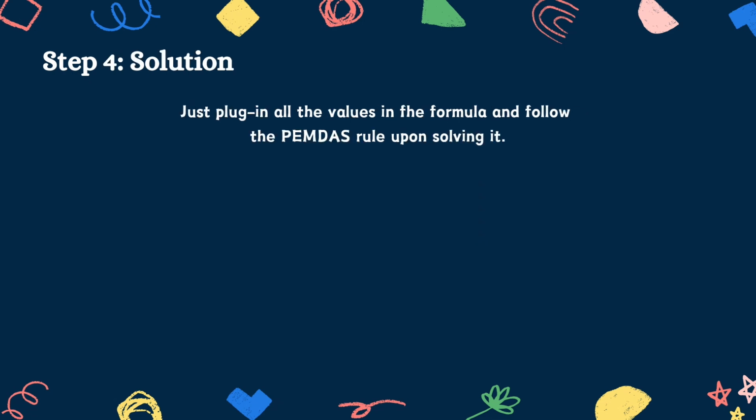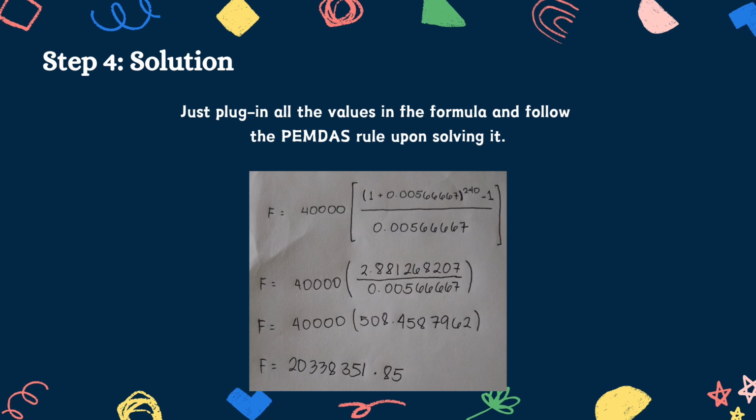Let's have a race. First to finish wins 100 pesos. Just plug in the values and solve it by following the PEMDAS rule. So F is equal to 40,000 times the quantity of 1 plus 0.00566667 raised to 240 minus 1, over 0.00566667, and that will give you 20,338,351.85. And looks like I'm the winner.